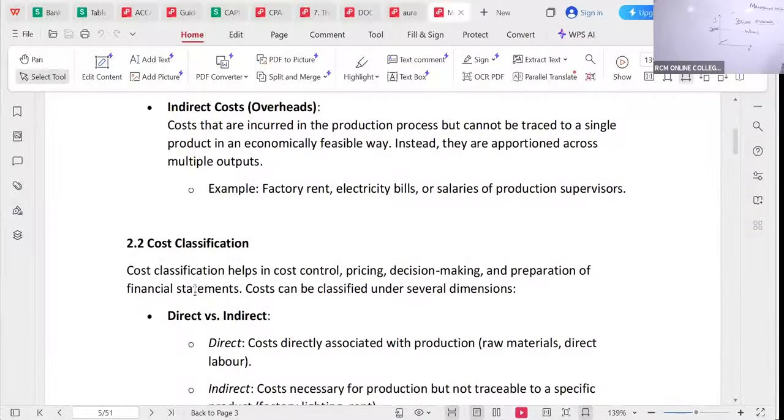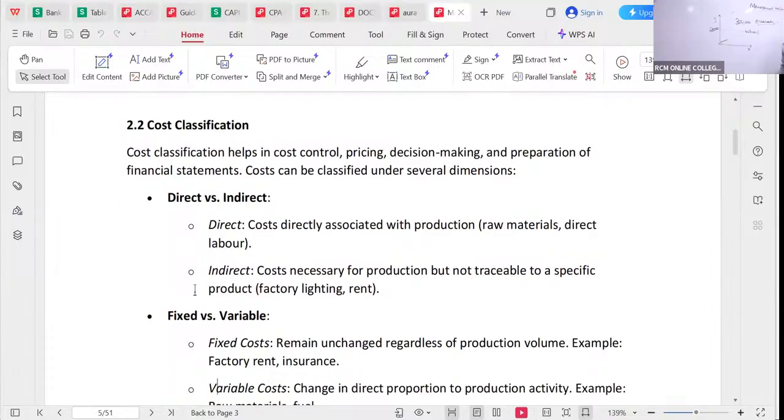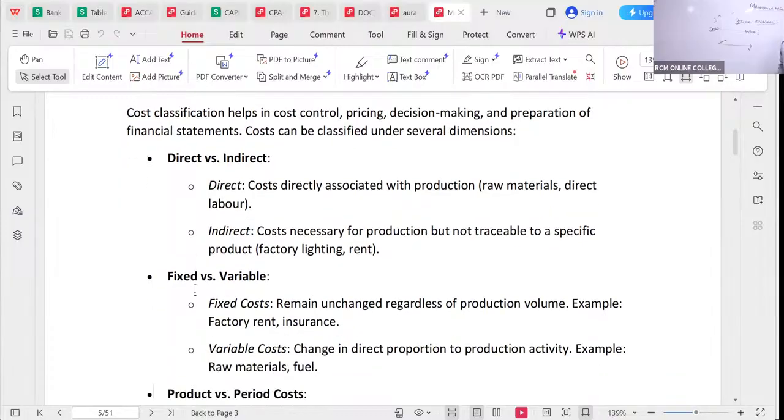Then we have cost classification, where you can see we have direct versus indirect. I don't have to belabor that. We also have fixed versus variable, the same. What are fixed costs?